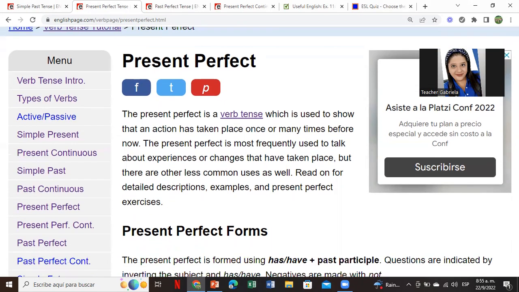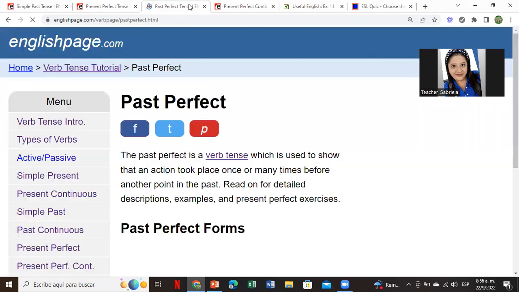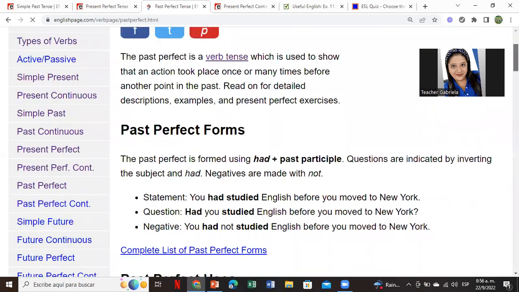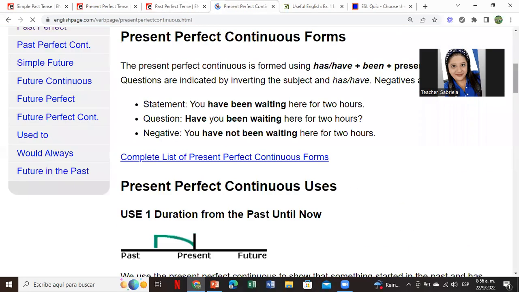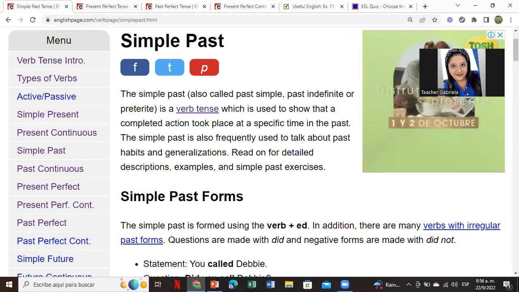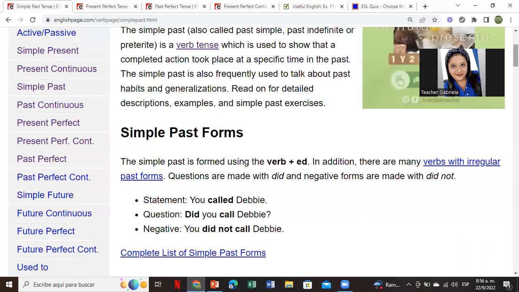The second is the present perfect. The third one is the past perfect. And the last one is the present perfect continuous. All right, and then we are going to do some exercises, easy peasy. Okay, my dears, I'm going to start with the simple past. This is just a review because I'm sure the simple past is one of the easiest for you.